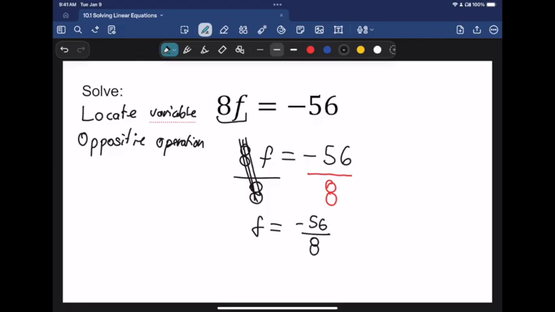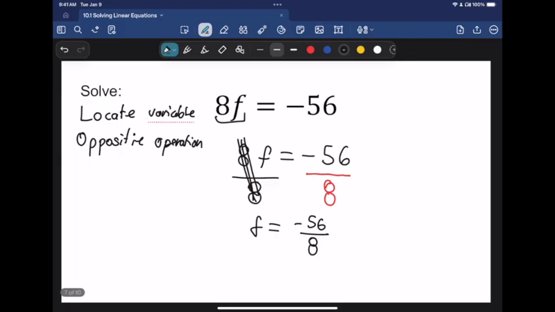And now we can solve. And so 56 divided by 8 equals 7. So we can now write here f equals negative 7 because we had a negative there. We have to keep it. Only one negative. And we have our answer. So this is how we apply our opposite operations.